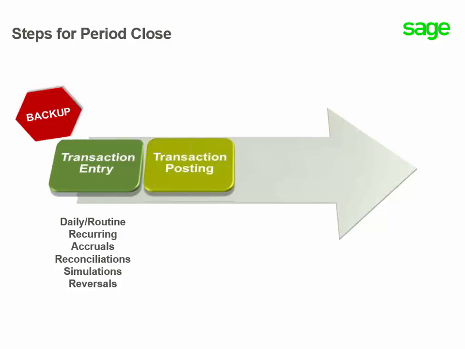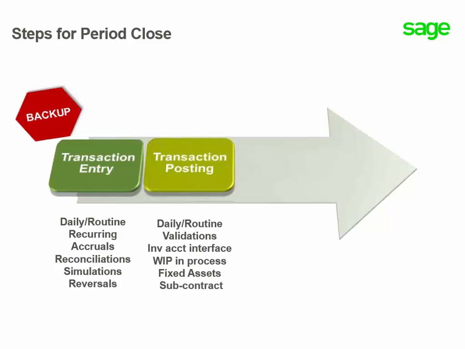Then you post all necessary transactions, which include those daily routine transactions which do require validating and posting. Also, your inventory interface, which includes stock movements and adjustments. You run WIP and process for manufacturing, which is run from the costing module. You also run your fixed assets depreciations for the period, as well as subcontract cost calculations.